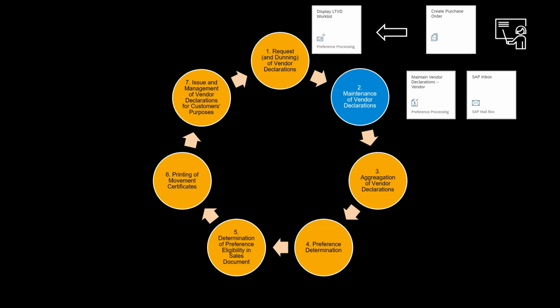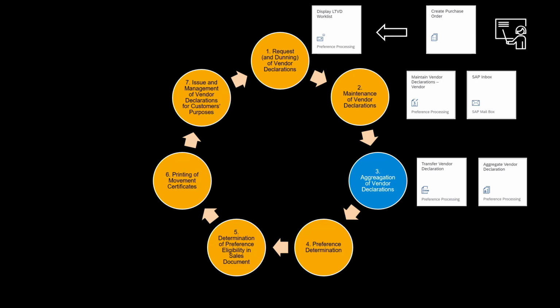We can send an email to our supplier and request vendor declarations. Each email contains a link to a web application that the vendor can use to maintain its data for submission back to the system. Then we need to aggregate all the vendor declarations for each product. If different vendor declarations exist for a product, the system generates an unambiguous statement for the product during aggregation.